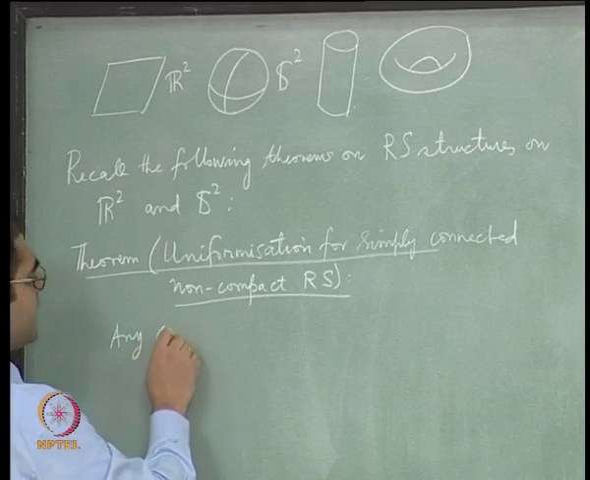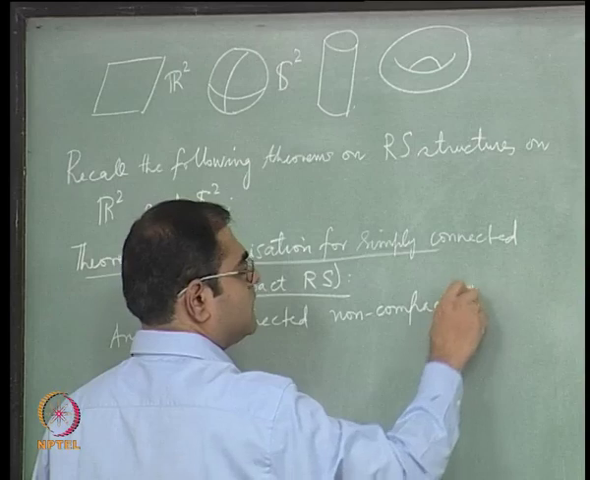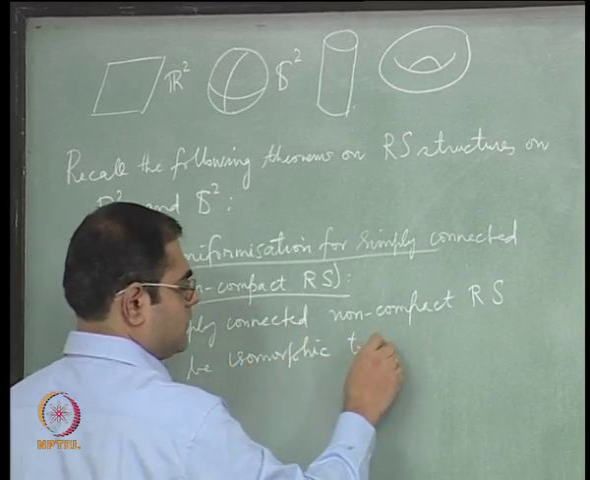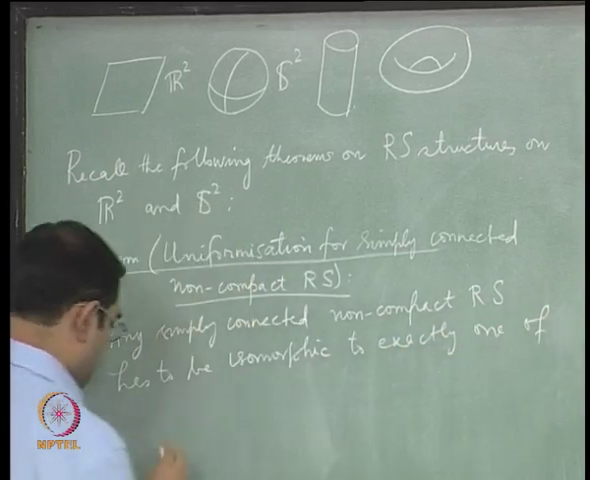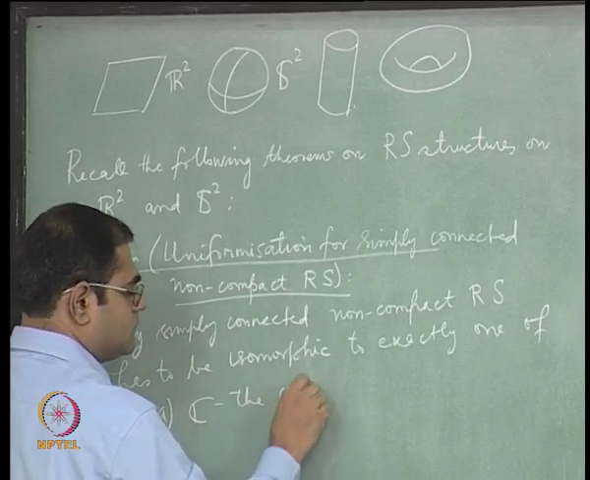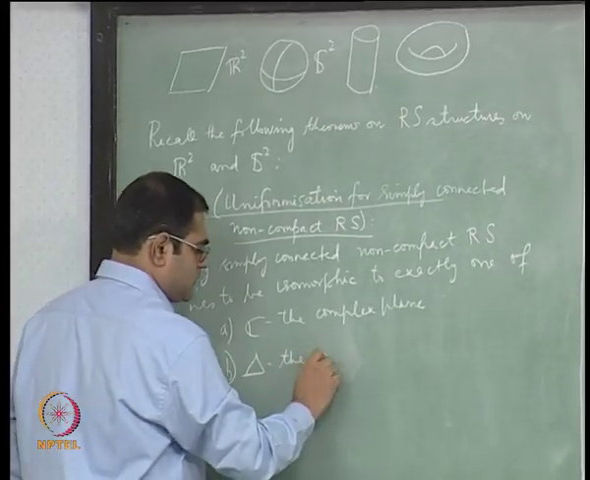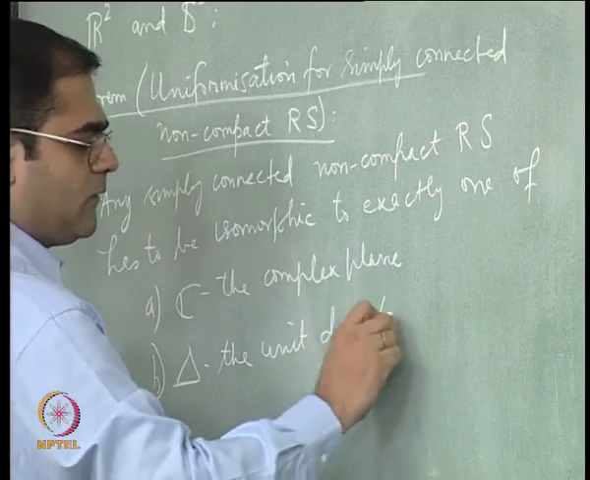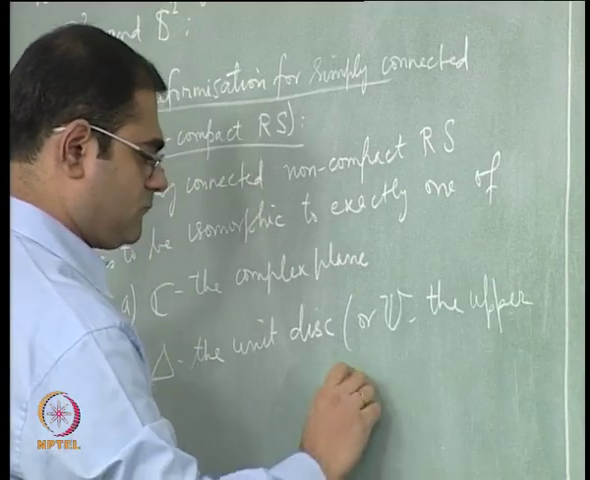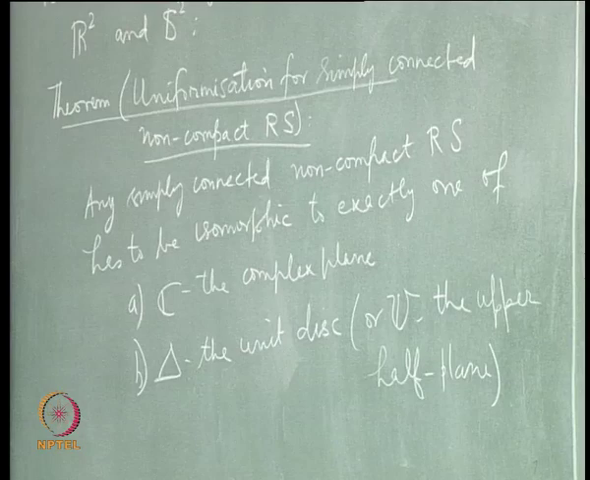Any simply connected non-compact Riemann surface has to be isomorphic to exactly one of A, C, the complex plane, B, delta the unit disk, or U the upper half plane. Okay. So this is the uniformization theorem for simply connected non-compact Riemann surfaces.